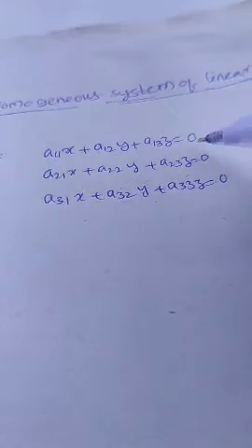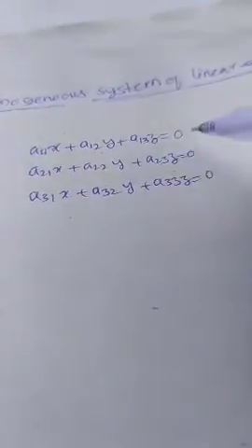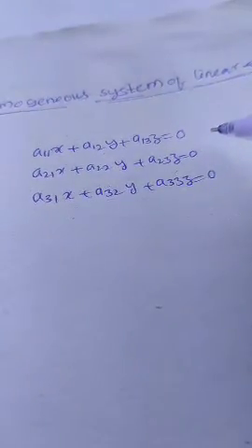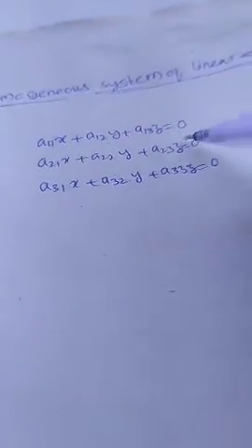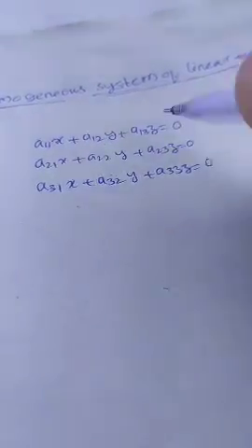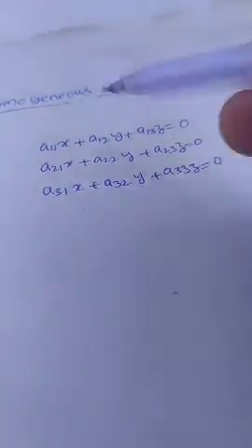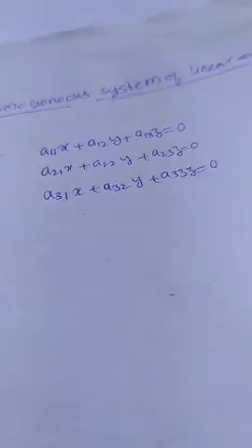If at least any one constant is non-zero, then the system becomes a non-homogeneous system of linear equations. So observe the constants. Every constant is 0, so the system is known as homogeneous system of equations. Now let me convert into matrix form. What is the matrix form here?